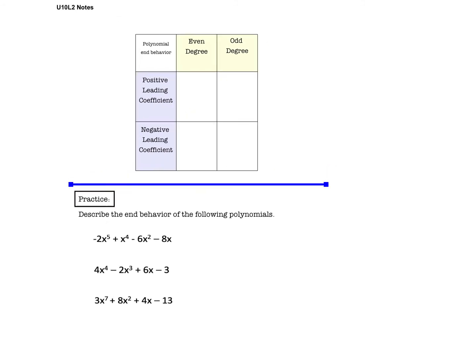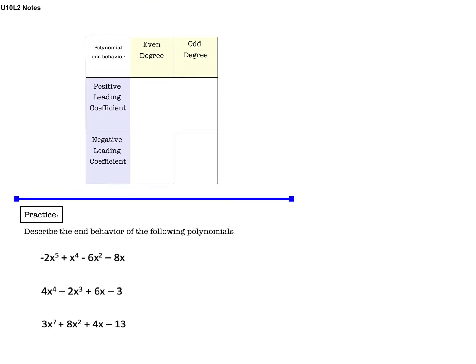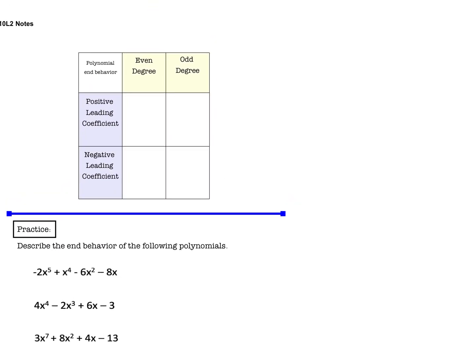So, here's a typical test question. Describe the end behavior for the following polynomial. All right. So I have to teach you one last thing, and that's it. We're done for the day. It goes like this.